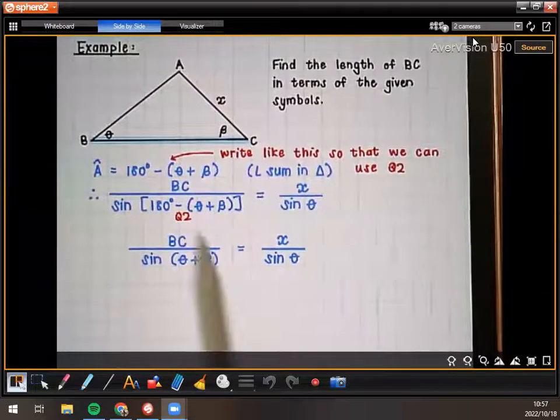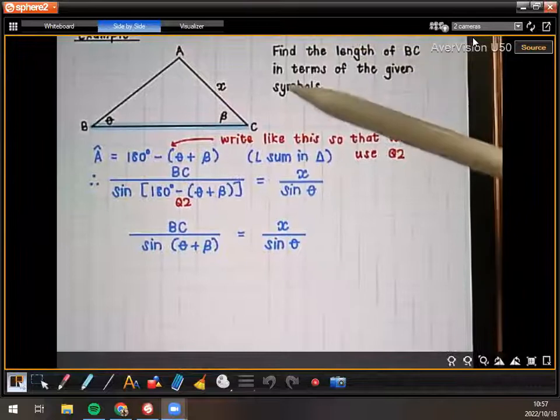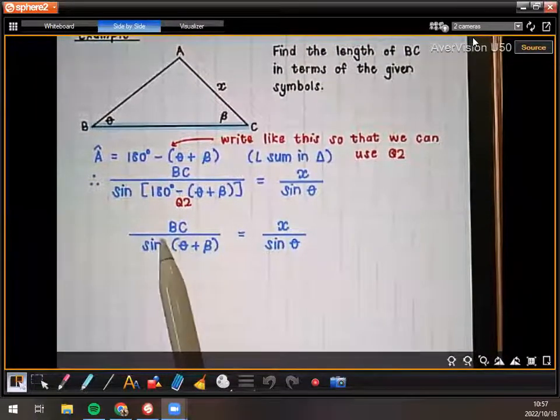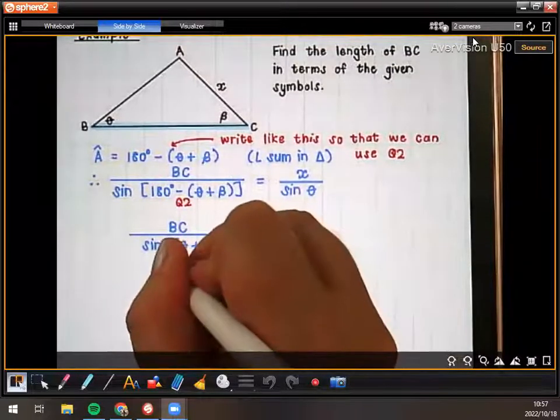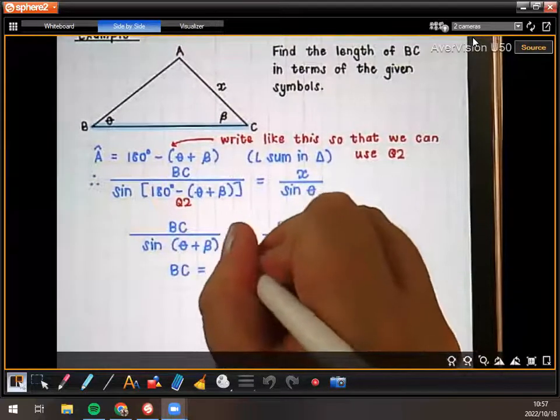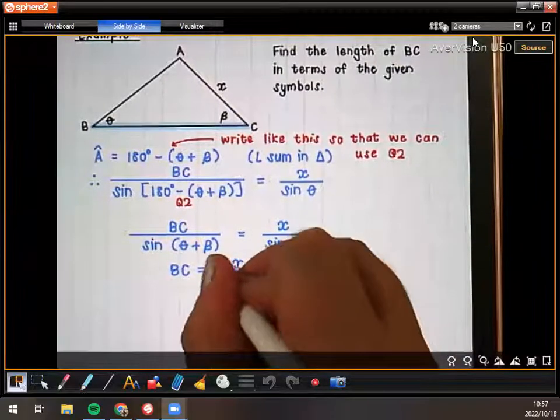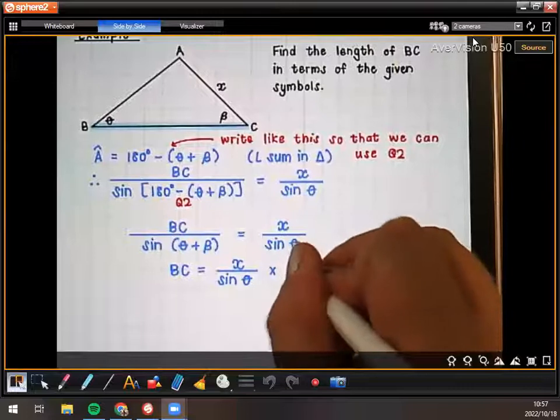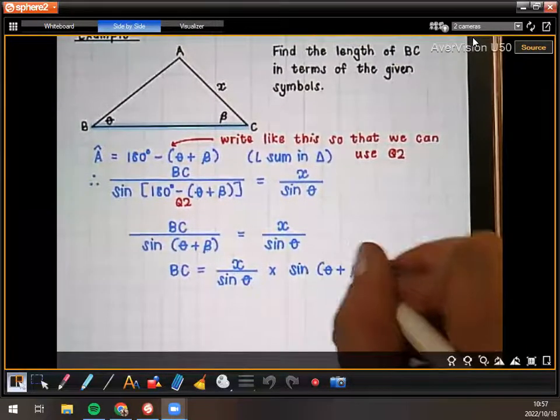Alright, now the next thing is we obviously need to get BC on its own, right? Because it says find the length of BC in terms of the given symbols. So this is what we've been doing so far. We're now going to times by sine theta plus beta on the other side. So we're going to say BC is equal to this fraction that we already had on that side, x over sine theta times sine theta plus beta.